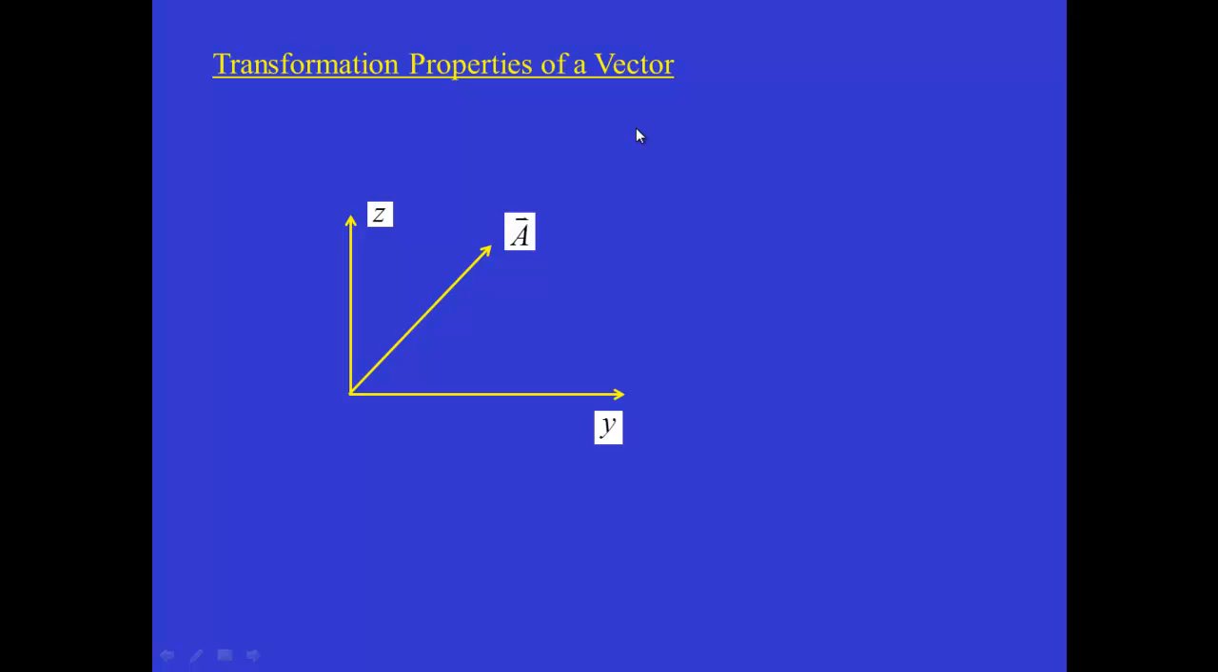Now, the last thing in section 1.1 in the textbook deals with the transformation properties of a vector. And what we mean by this is, if one has a vector A, in this case, that lies in the YZ plane, where the x direction is perpendicular to this, how does that vector change when the coordinate system changes? If there's a simple translation of the coordinate system, it's probably fairly easy to see that the components of that vector will change in a fairly simple way. But what about something more complicated, like a rotation?